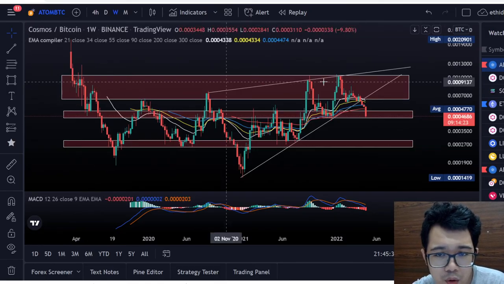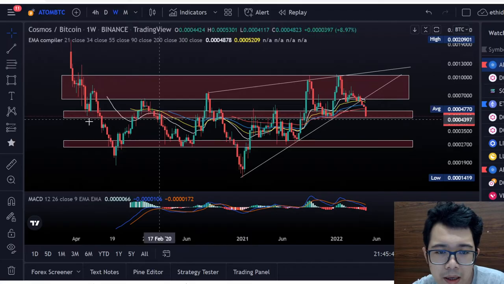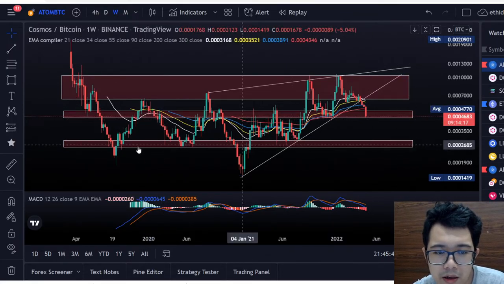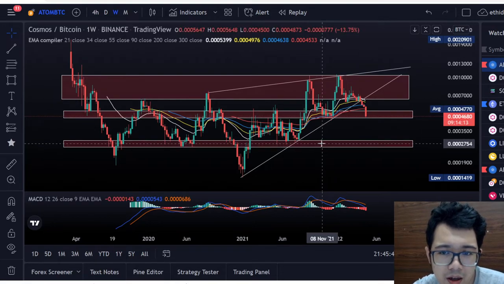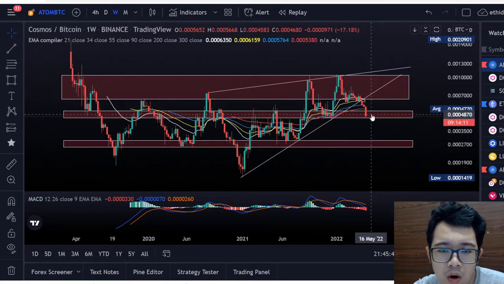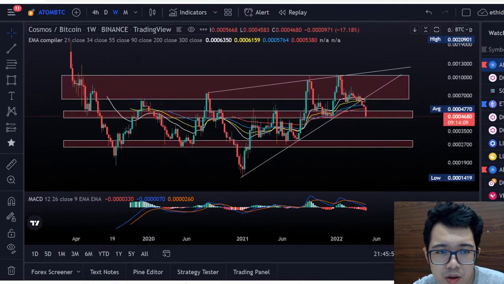So in here, you need to sell your Atom. In here is the middle range, and in here you buy the dip for the Atom Cosmos against Bitcoin, because everything is against the Bitcoin. And now we hold this line. That's why if you want to buy the Atom in here, it's also the same as in here.